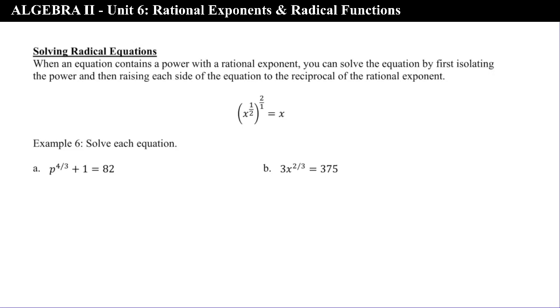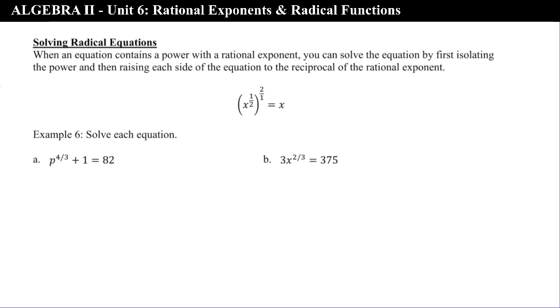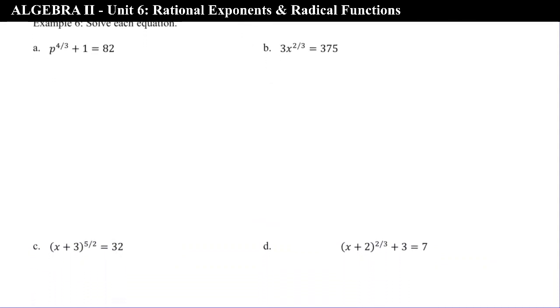So for example, if you have x to the 1/2, you can get rid of that 1/2 power by raising it to the second, because we multiply those exponents. X to the 1/2 times 2 over 1 gives us just x. So let's solve a few equations and show you how this works.